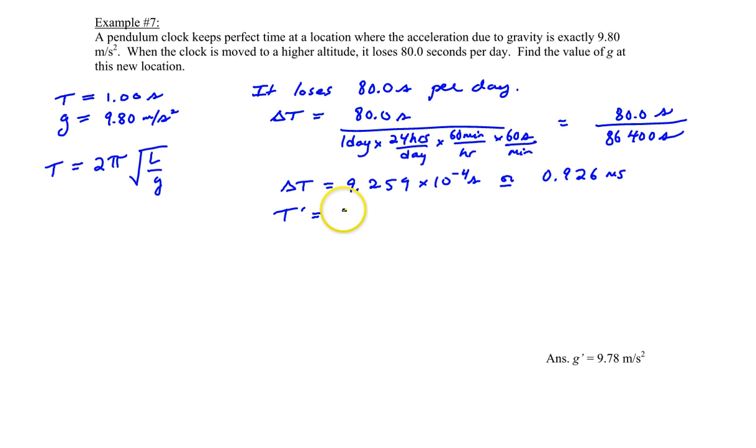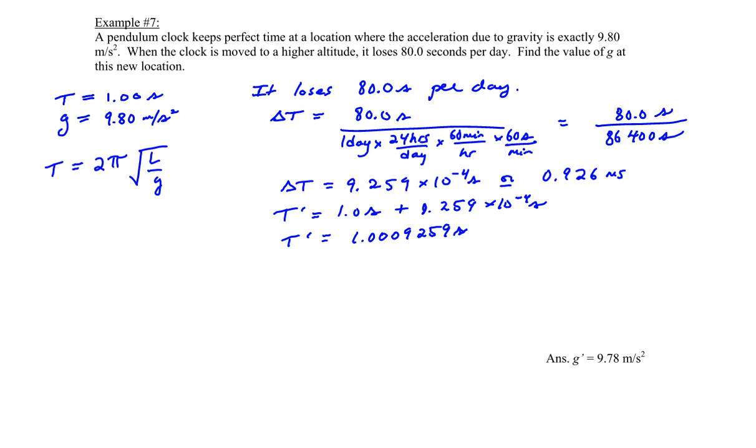Well, the new period will be slightly longer because it has a smaller acceleration due to gravity and because it's losing time per day. So it's 1 second plus 9.259 times 10 to the power negative 4 seconds. So that will give you a period of 1.000929 seconds.